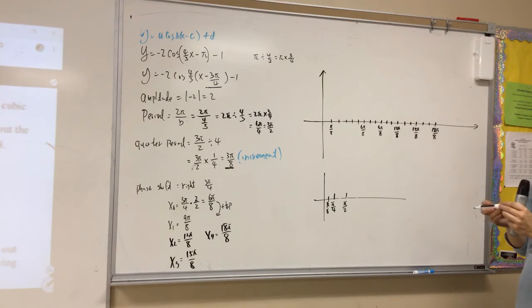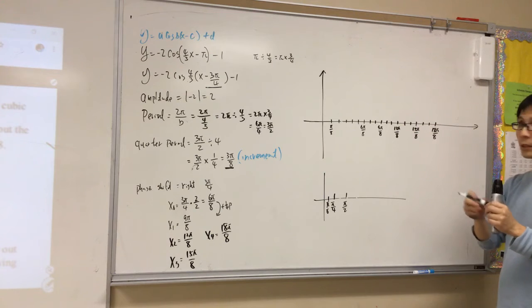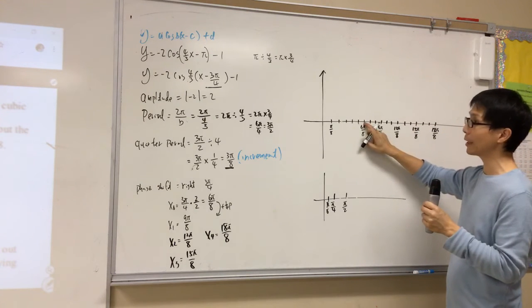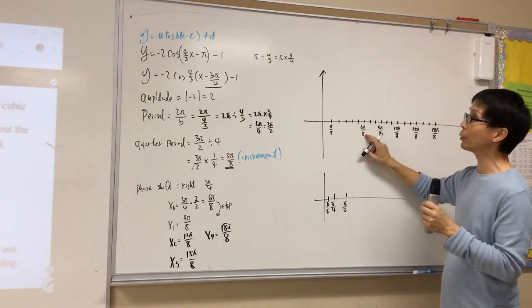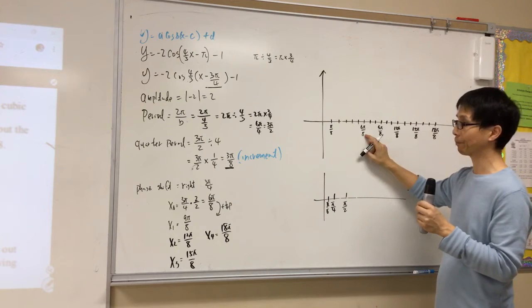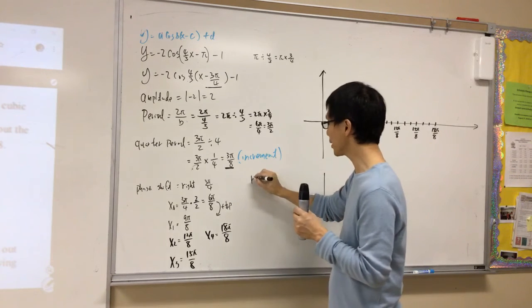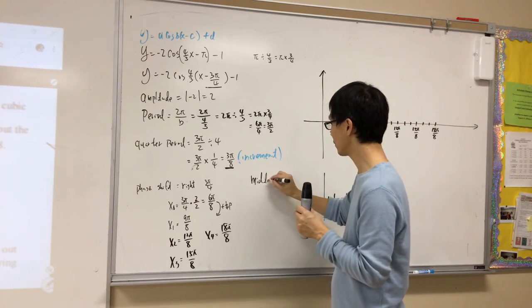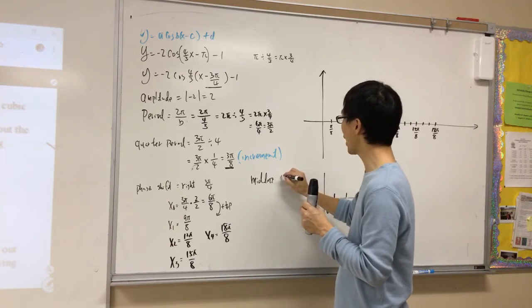So you're going to be at 6 pi over 8, 6 pi over 8. Now what do I do next? Find the midline. What is the midline? It is y equals -1.